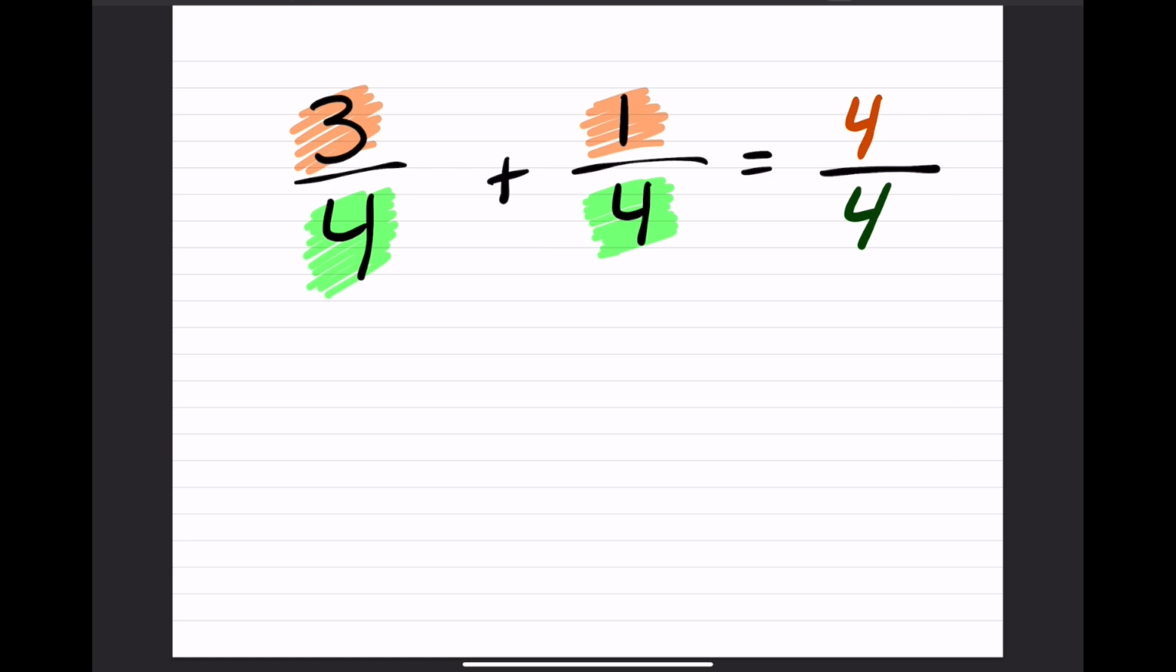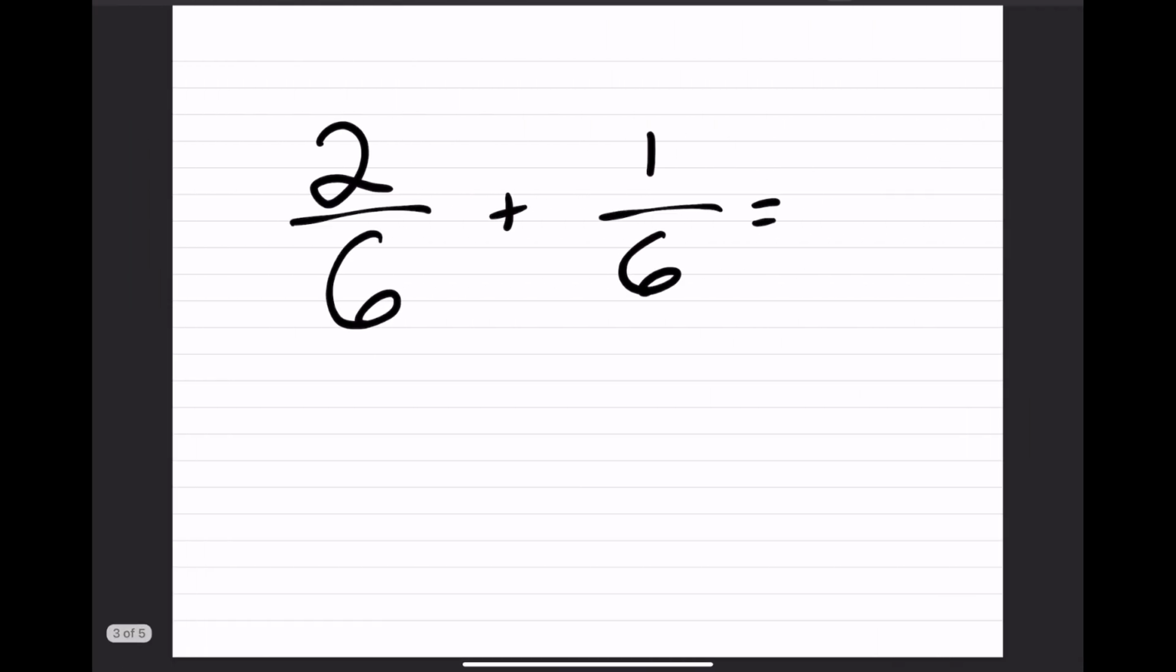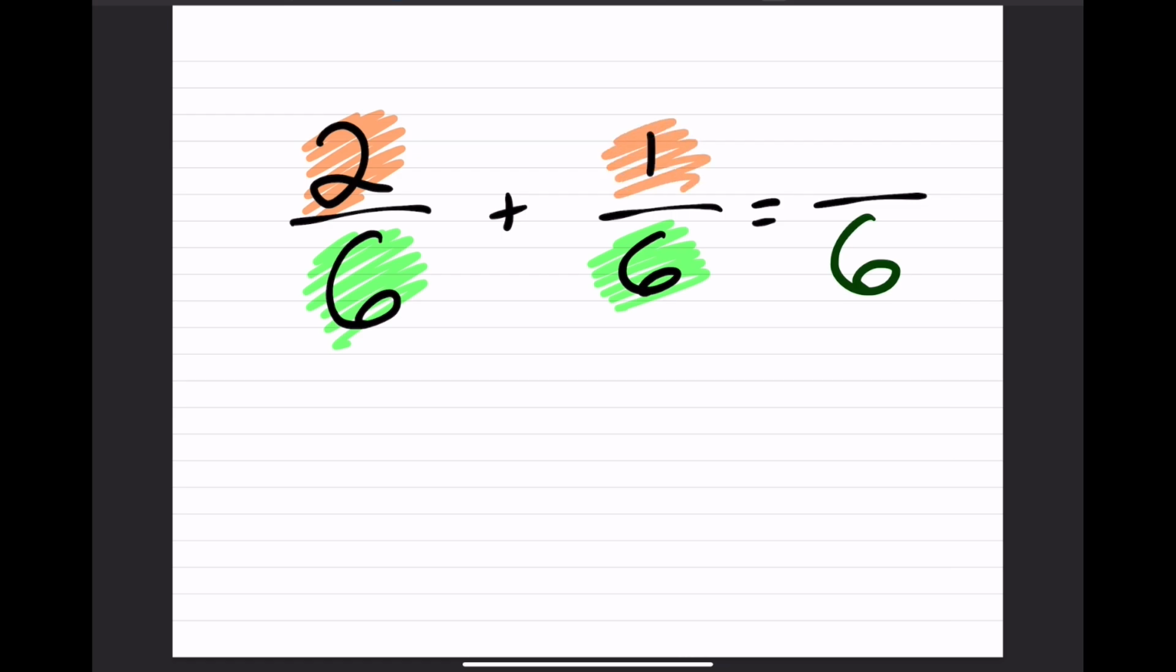This one does simplify. Any number over top of itself is equal to 1. So my answer is going to be 1. All right, let's try it when we have 6s. So here I have a 6 and a 6. The denominators are alike, so I'm ready to go. I can go ahead and put in my like denominator. Then I'm going to check out my numerators. I've got a 2. I've got a 1. 2 plus 1 gives me 3. So I have 3 out of 6.